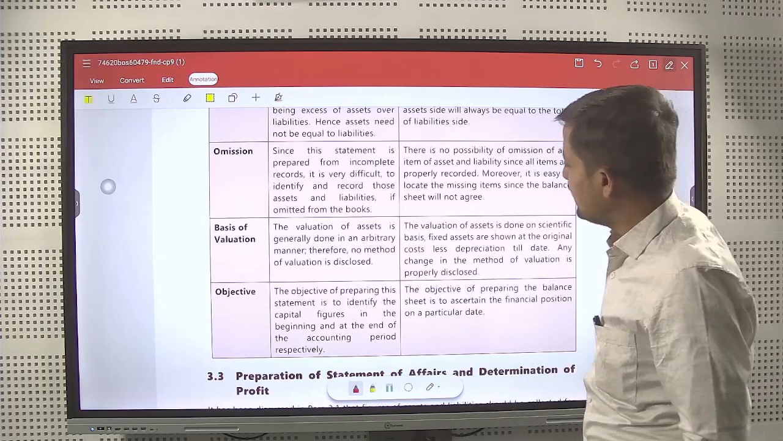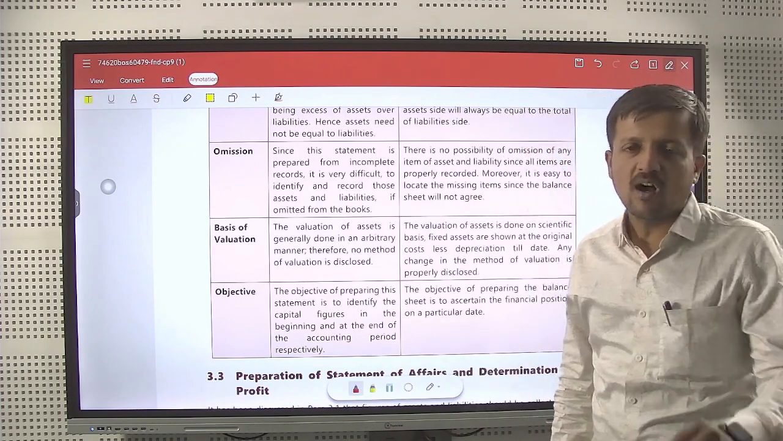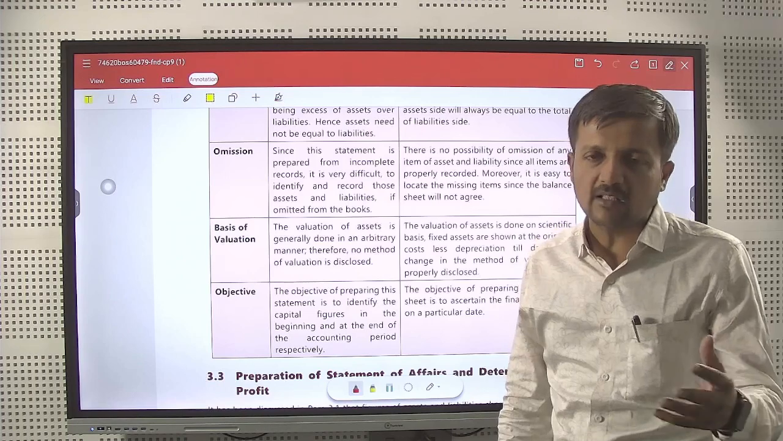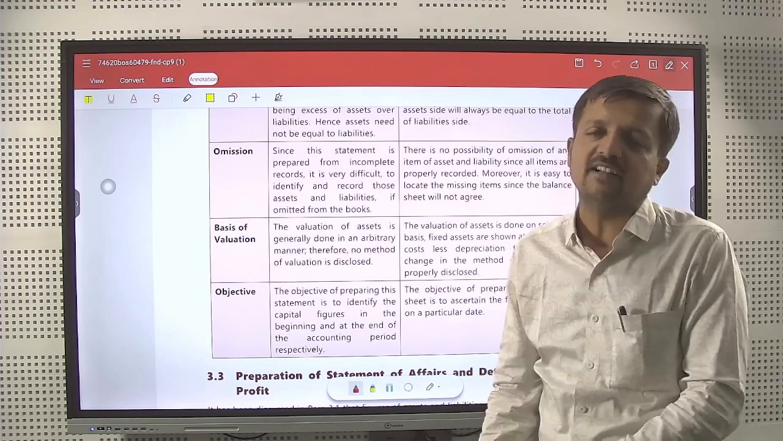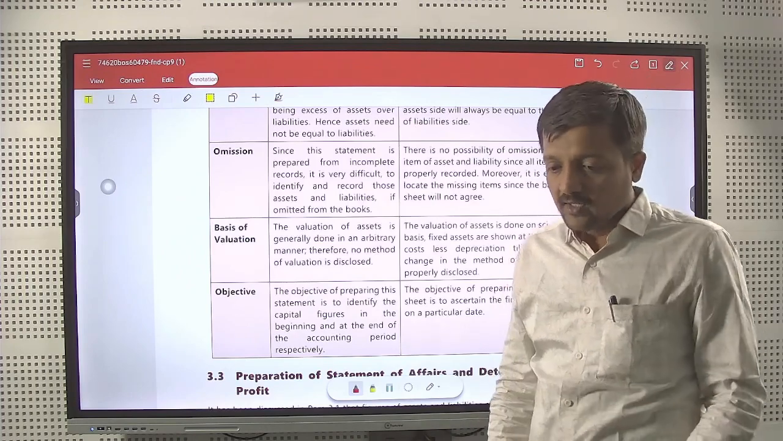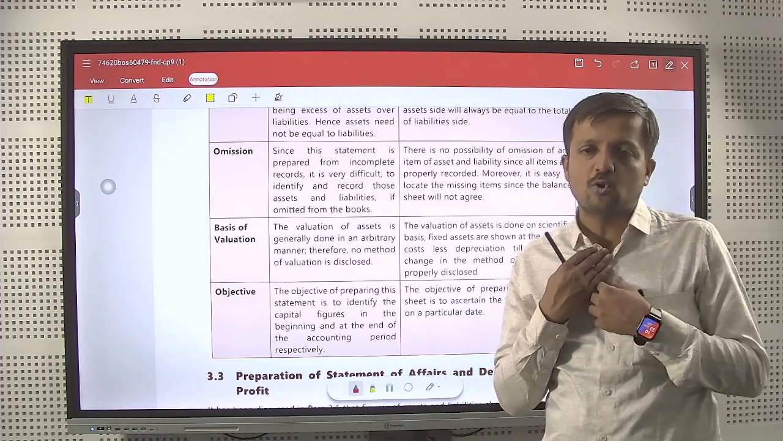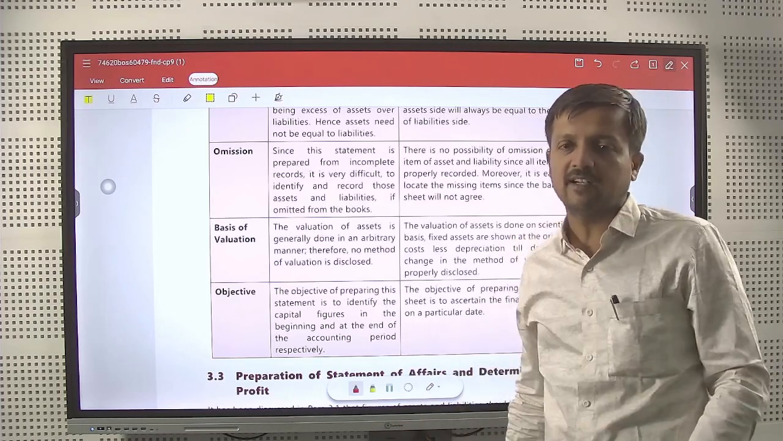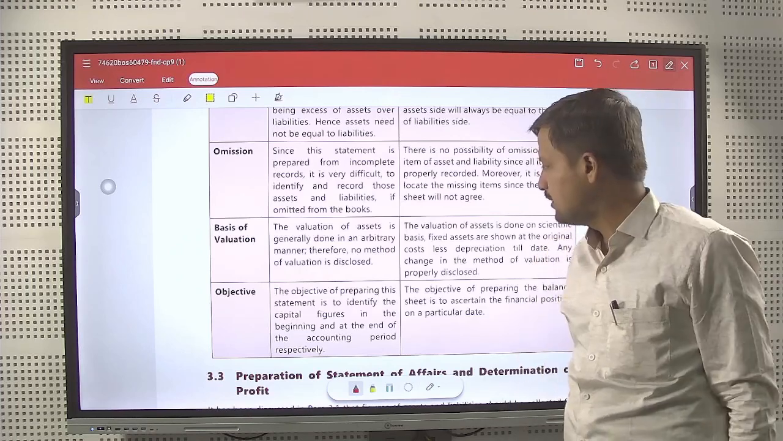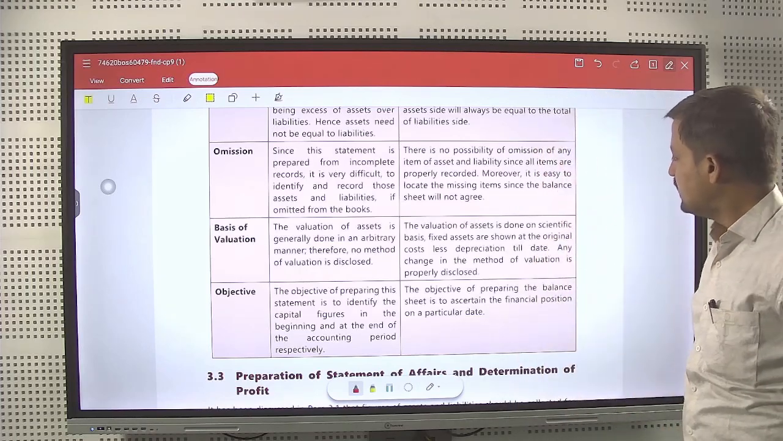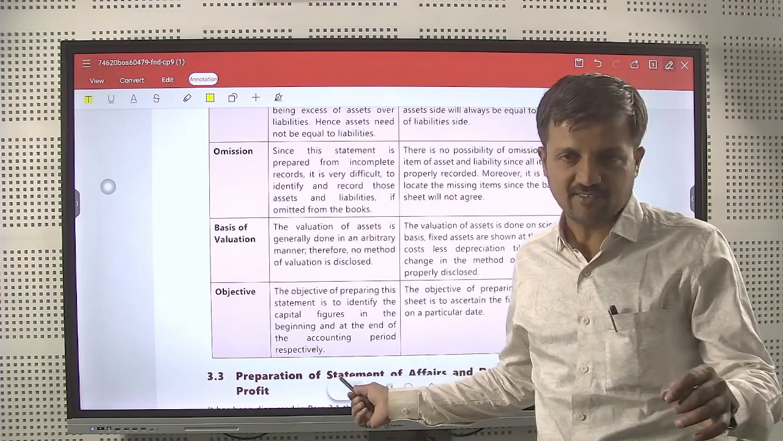Now, as it is incomplete record, it is very difficult to understand what are the omissions. You'll never come to know what is omitted and what is considered. So whatever is considered, we can't be assured that everything has been considered because we don't have any records. We are just estimating. Here it is all done in a scientific way because each asset has a ledger.